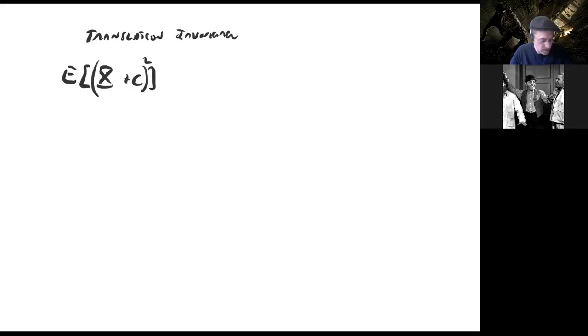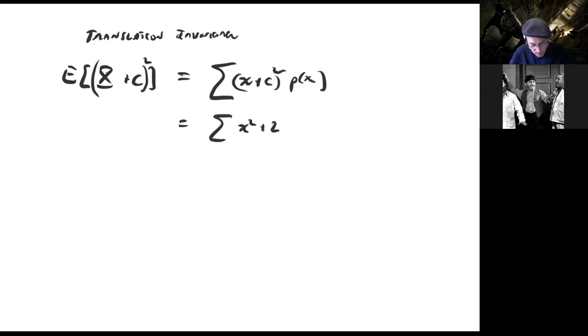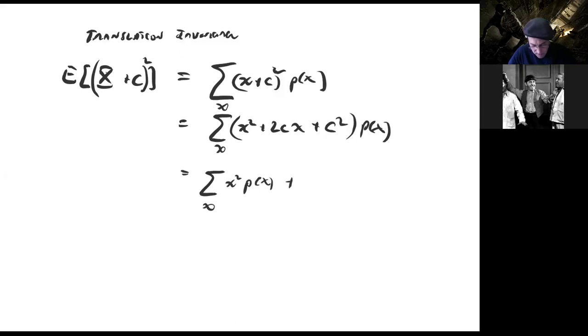So what is that? Well, by definition, that's the sum over x of (x plus c) squared times p of x, which is the sum over x of (x squared plus 2cx plus c squared) times p of x. And so we're summing over x here, and so we can break it up. So it's a sum over x of x squared p of x plus 2c times the sum over x of x p of x plus c squared times the sum of p of x.